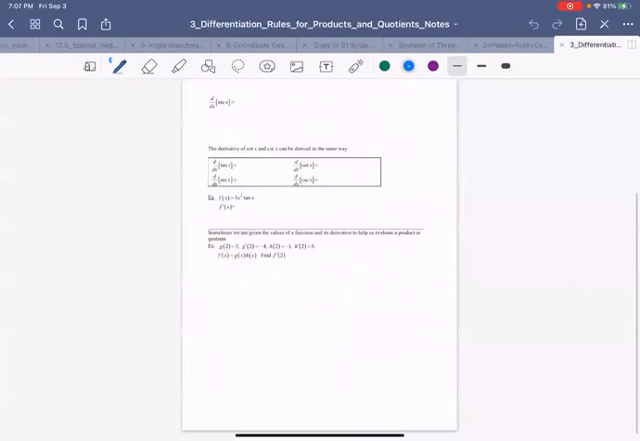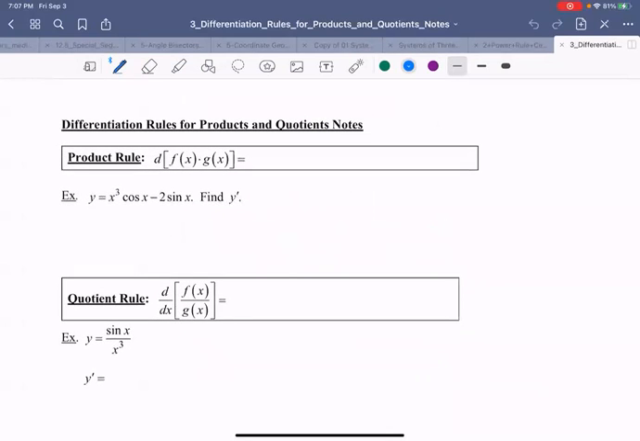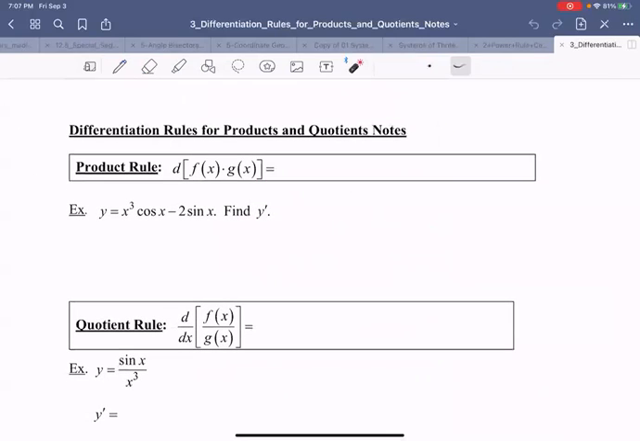Now, let me do this. We are going to do those product rule, okay? We have to be very familiar with the product rule. Olivia, look at this. How do we get this? It would be the derivative of f of x times g of x, and then plus f of x times the derivative of g of x. There you go. Very good.